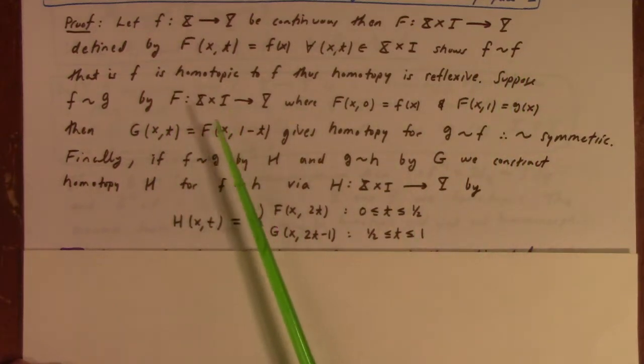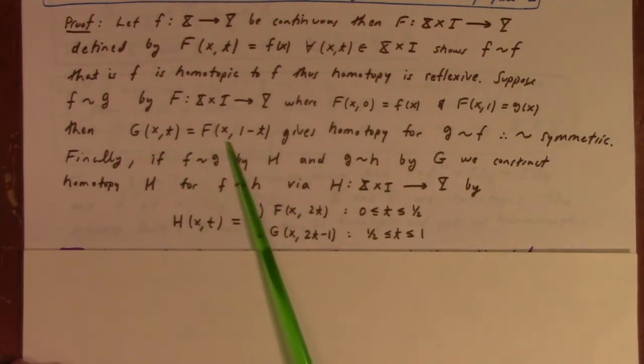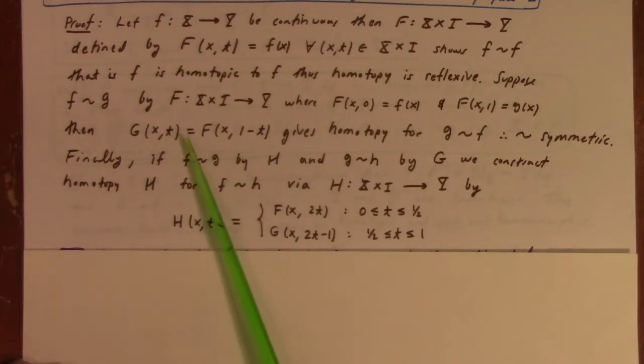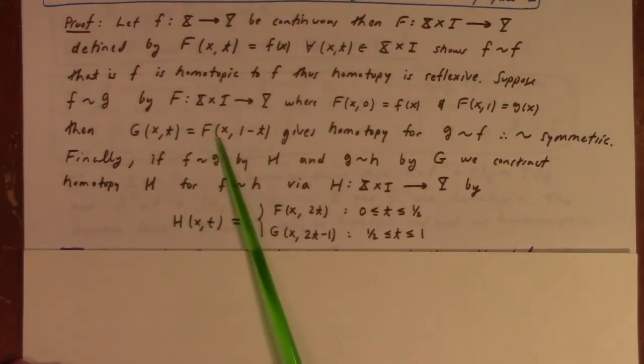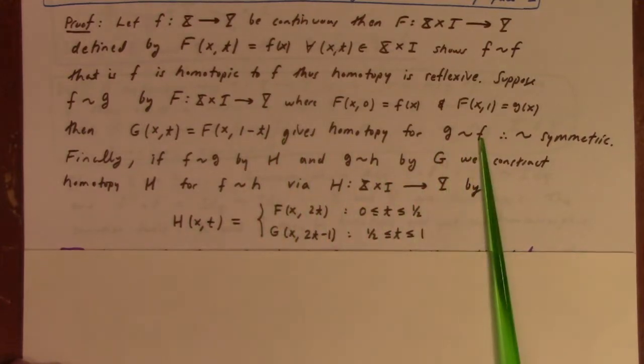And then if you have a homotopy from f to g, you can turn it around by making the homotopy G with this formula. When you plug in 0, you get F of x comma 1, which is by assumption g of x. And when you plug in 1, you get F of x comma 0, which is by assumption f of x. So that shows you that g is related to f.